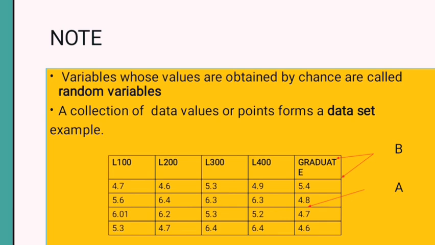Also note that a collection of data values or points forms a data set. Looking at the example given below, 4.8 becomes a data value, whilst the whole table becomes a data set. If I pick any of the points in this table, I can pick 4.7, 4.6, 5.3, 4.9. Any of these points becomes a data value, but if I combine all of them together, then I have a data set.